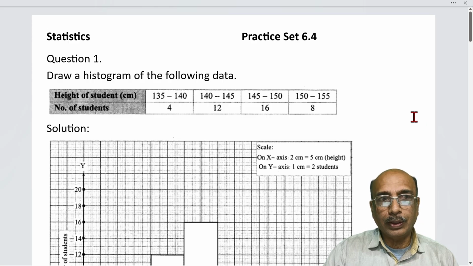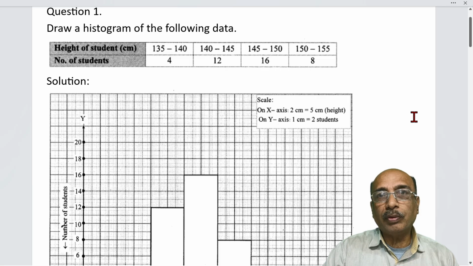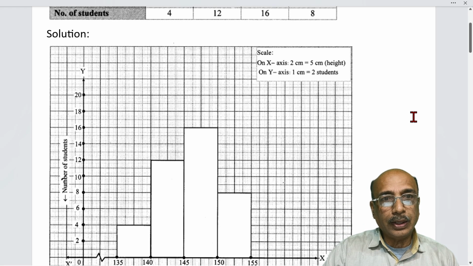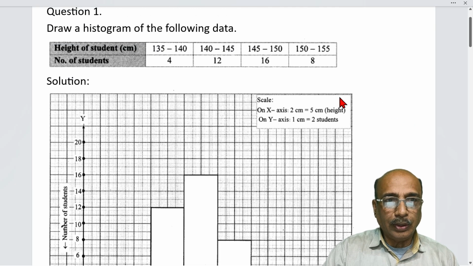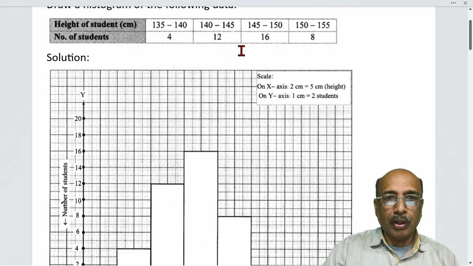Question number 1. Draw a histogram of the following data. You know what a histogram is? It is a joint bar graph for the class intervals. Here the height of students is given in centimeters: 135 to 140, 140 to 145, 145 to 150 and 150 to 155. And the number of students in each class is given as frequencies.